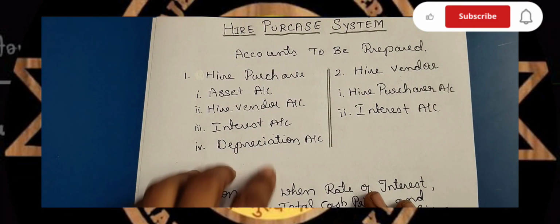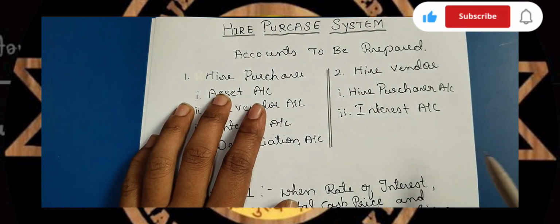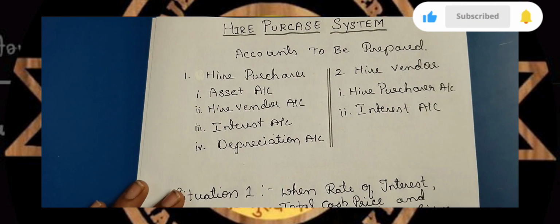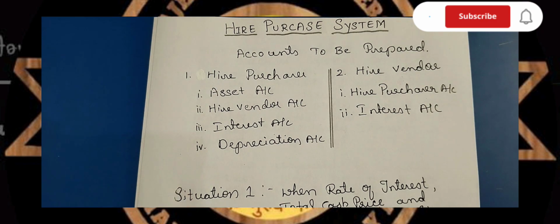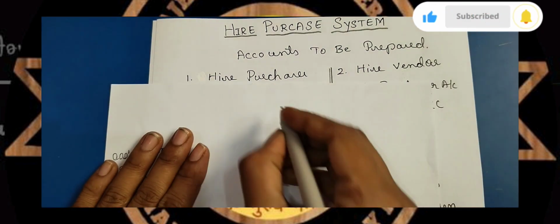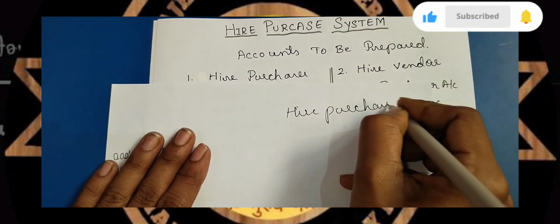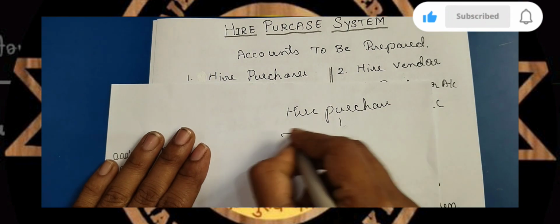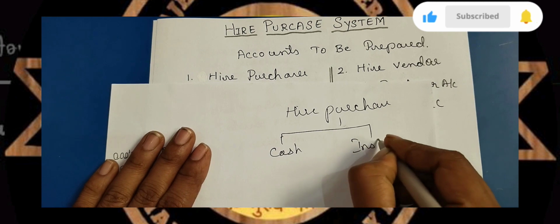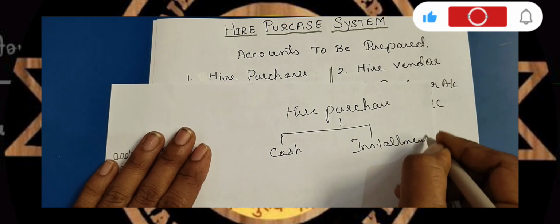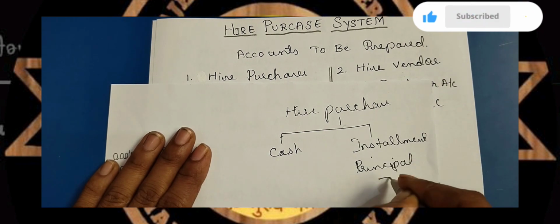I am Rajeshwari. Let us discuss today, under the hire purchase system, which accounts we are preparing and the different situations where you need to calculate the factors influencing the calculation of hire purchase payment. When you are paying a hire purchase statement account, we have seen we pay half the amount in cash and the remaining in installments, right? So the installment includes principal plus interest.